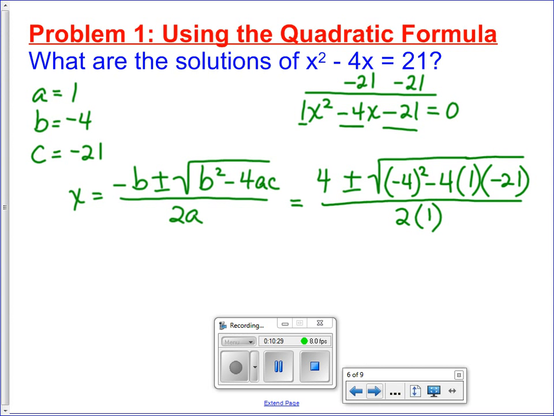All right, now let's start evaluating. I'm going to evaluate what I have under the radical sign first. So I'm going to bring down my 4 plus or minus. Now, under the radical, negative 4 squared would be 16. Minus 4 times 1 times negative 21 would be a positive 84. All over 2 times 1, which is 2.